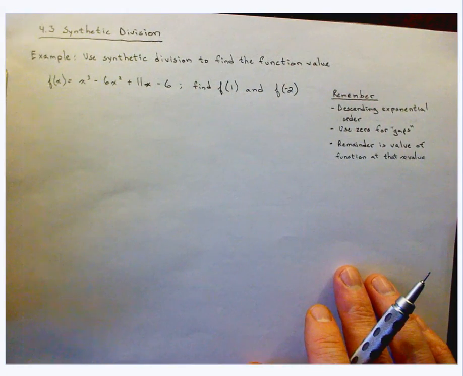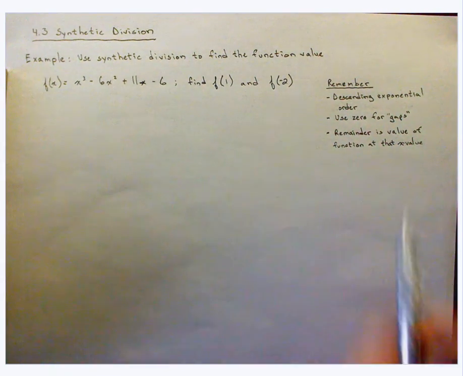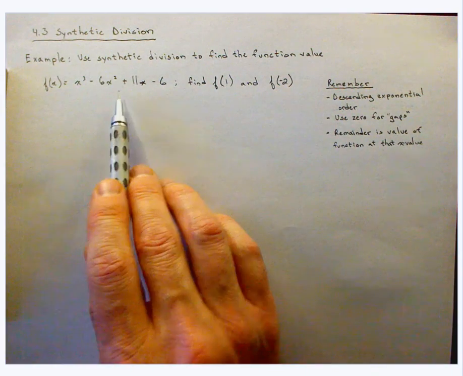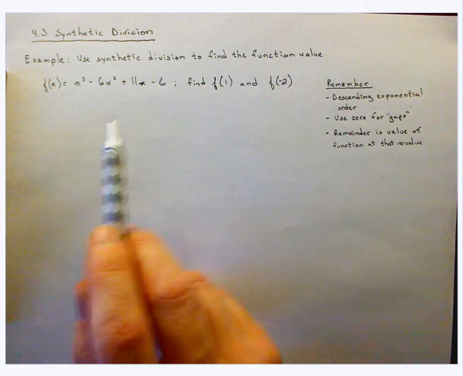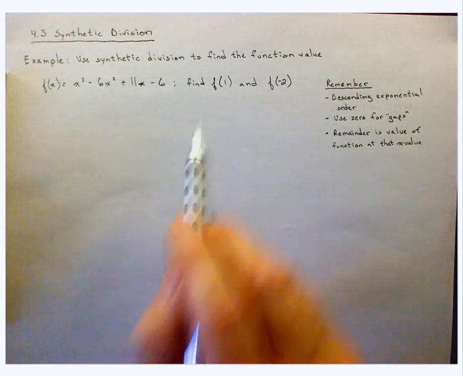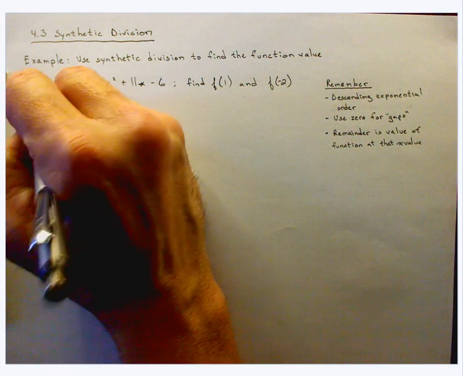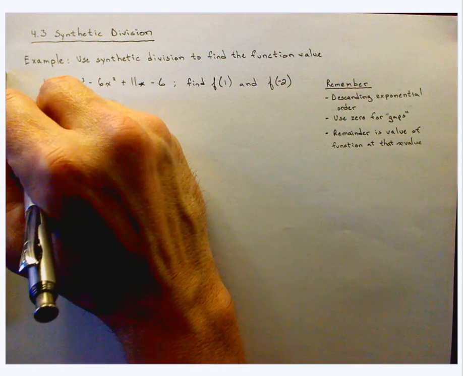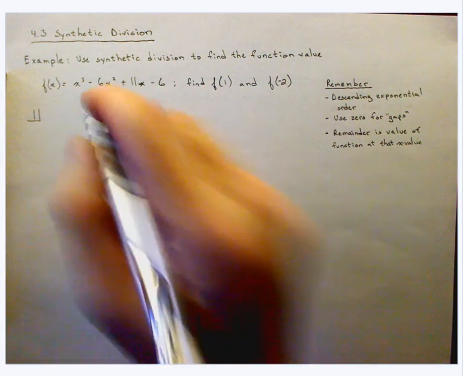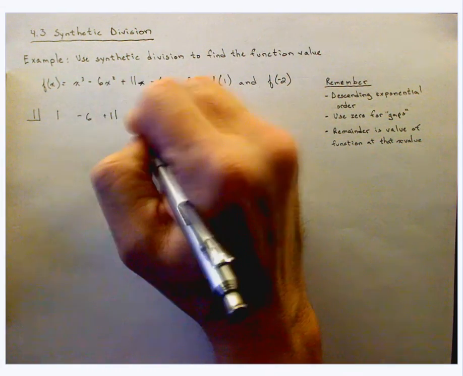Let's do one other problem. The example says use synthetic division to find the function value. Okay. Remember, descending exponential order whenever you write it, and if there's any gaps, you fill them in with the 0. Okay. And the remainder is the value at that x. So if I'm going to find f of 1, then I say I am dividing by, and they give it to me, they give me x minus 1. Okay, so I'm just plugging in a 1. So I have 1, a negative 6, 11, and minus 6.